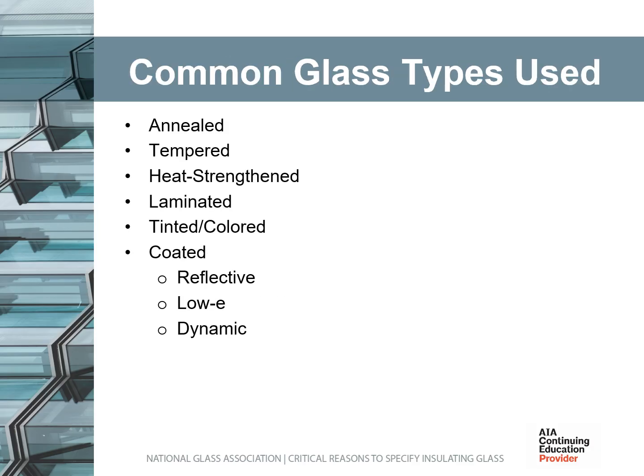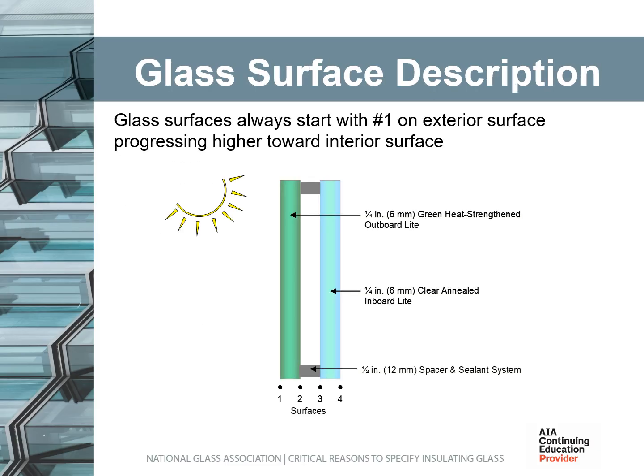The biggest component of IG is the glass, at least from an area perspective. There are many types and thicknesses of glass that get incorporated into an IG system based on energy performance, structural loads, building codes, and aesthetic requirements. The glass industry designates the surface of glass on the outermost part of the building as surface number 1.